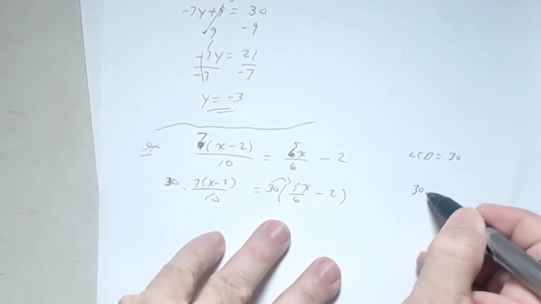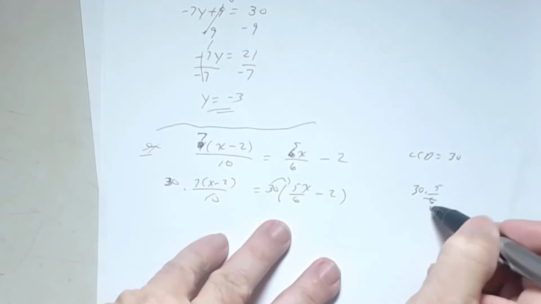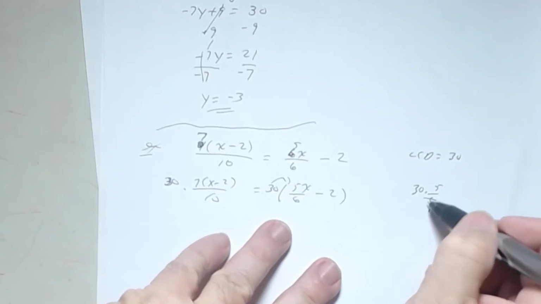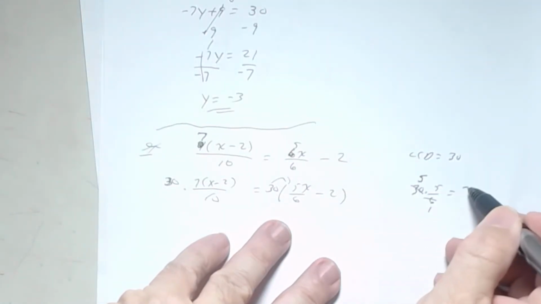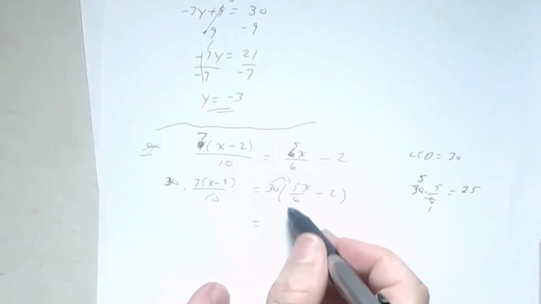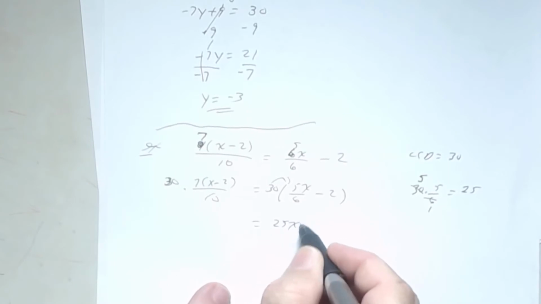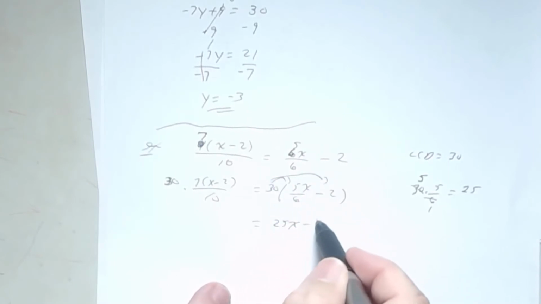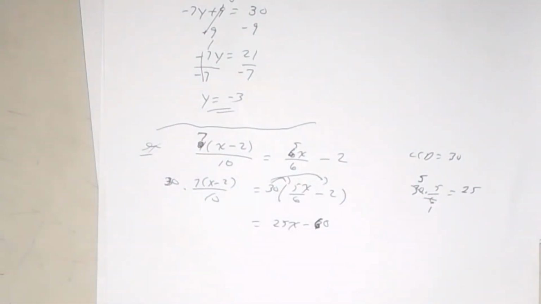That's 30 times 5 over 6. Remember, doing this correctly, that 6 has to become a 1. So 6 into 6 is 1. 6 into 30 is 5. And what's 5 times 5? 25. So on the right side, what's 30 times 5 over 6x? 25x. And then what's 30 times a negative 2? Negative 60. So that's what you get on the right side, 25x minus 60.